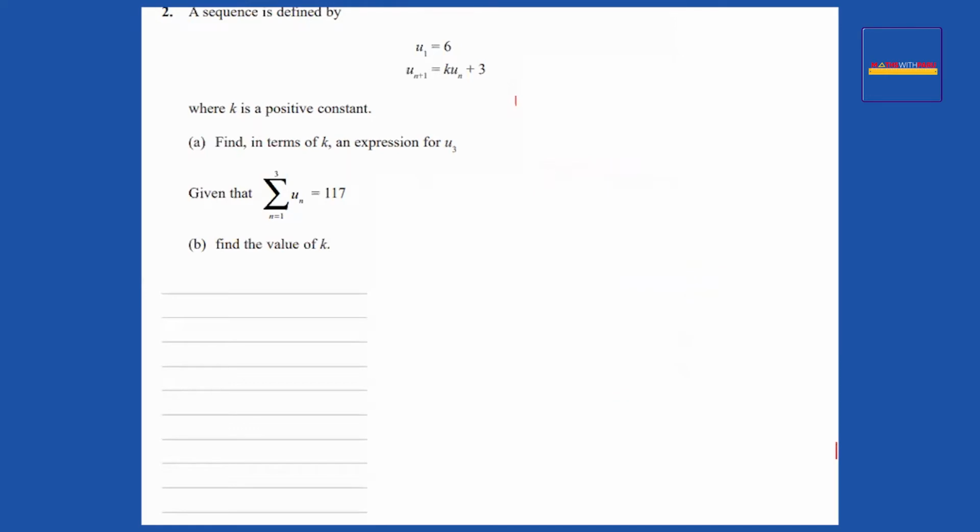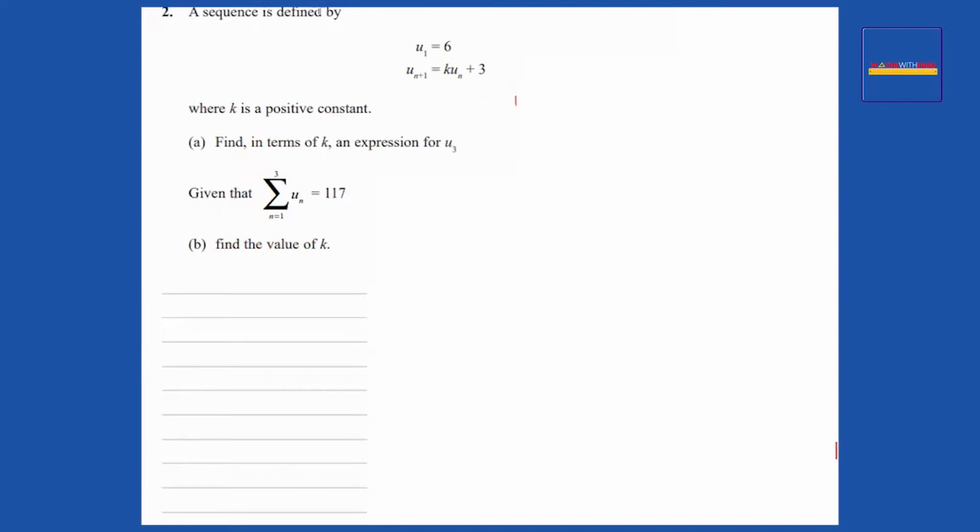All right, so the first part of the question, part A, they have given us a sequence defined by u1 equals 6, u(n+1) is equal to k·u(n) plus 3, and k is a positive constant. Part A is to find u3. Now all we do is we simply substitute the value of n with 1 and 2.